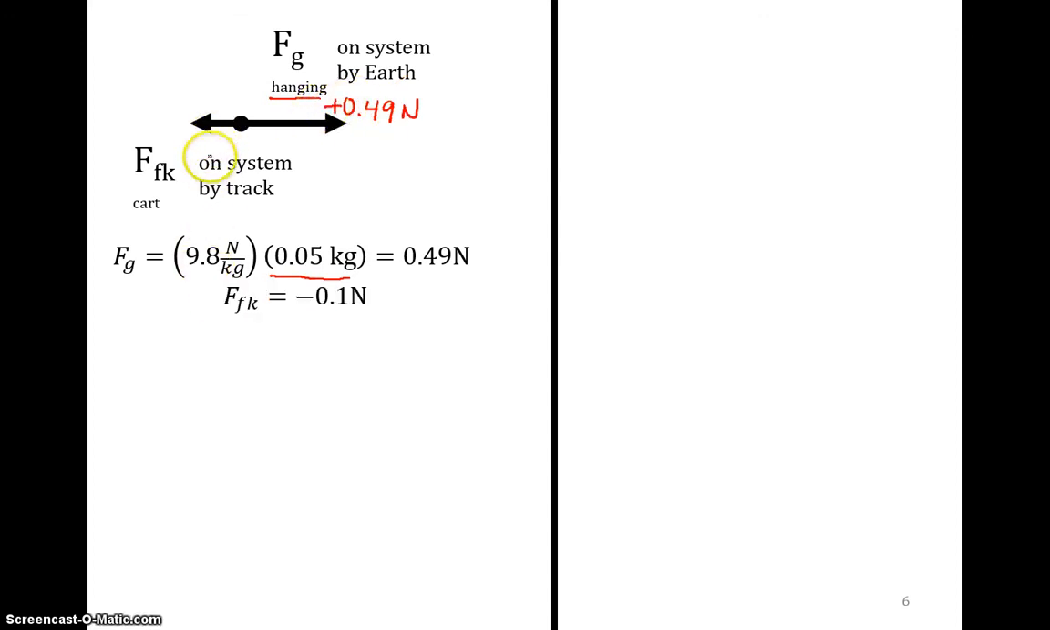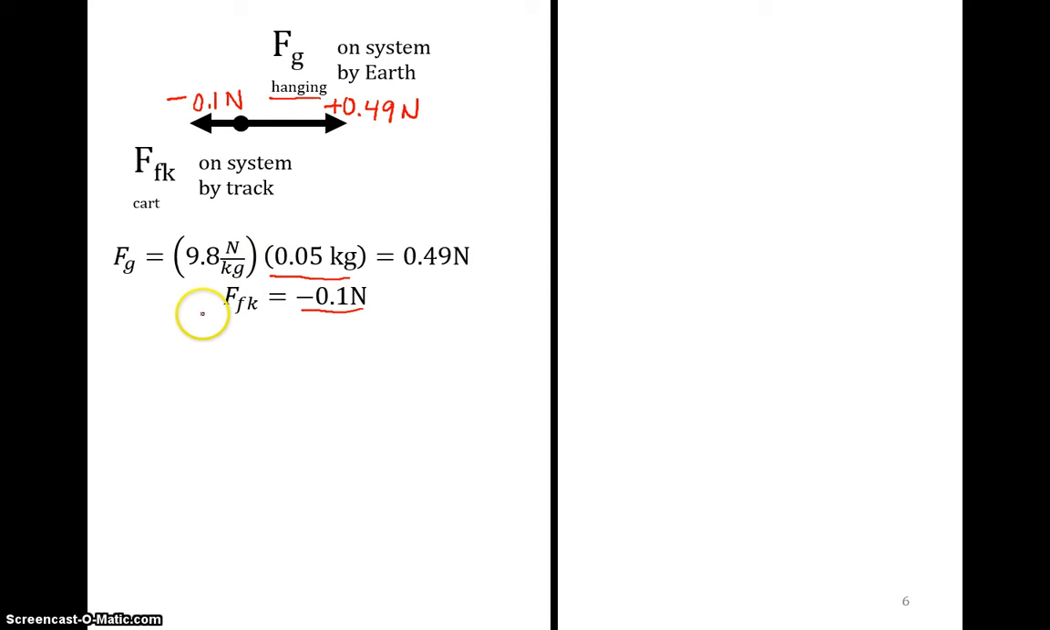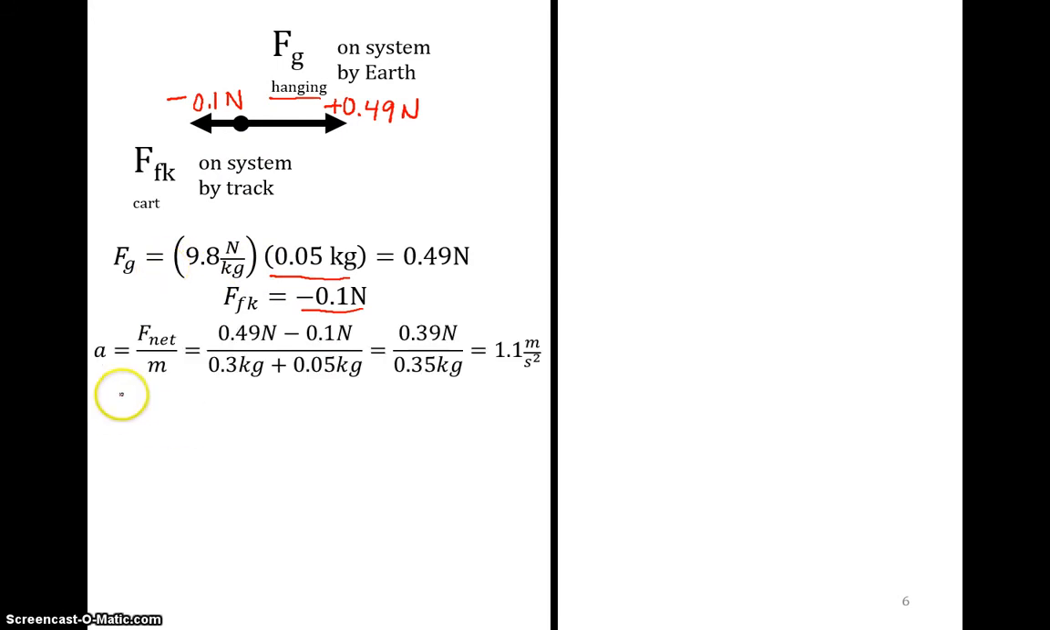Next, I want to get the friction force. Oh, that was already given to me. It's a negative 0.1 newtons because it's going to the left. So this is negative 0.1 newtons, my force of friction. So I can apply my equation here. I'll do these all at once and walk through them.